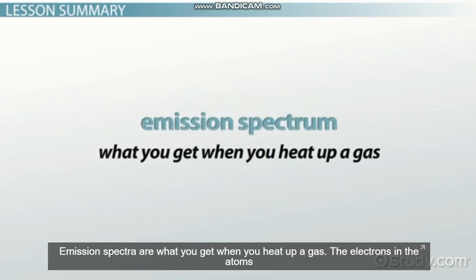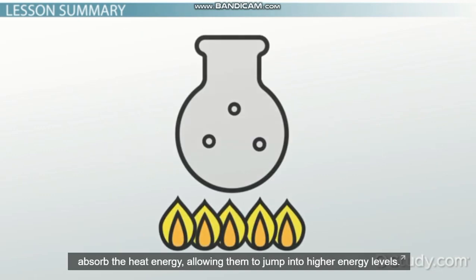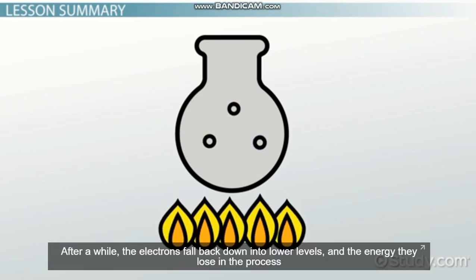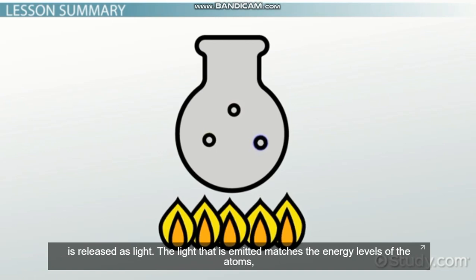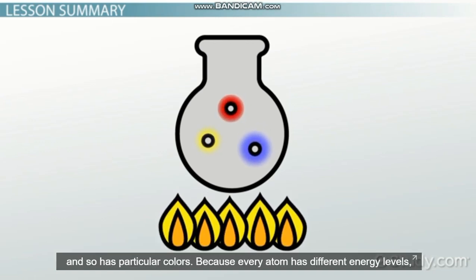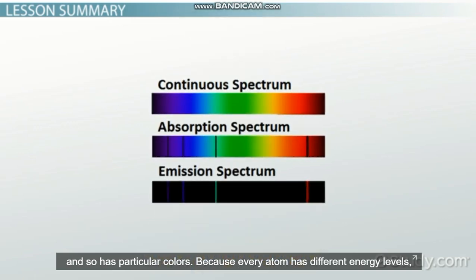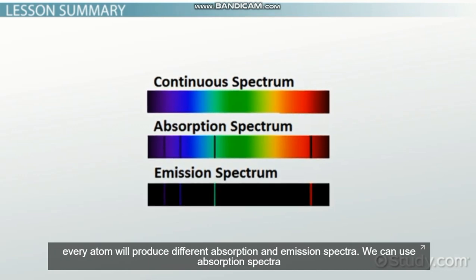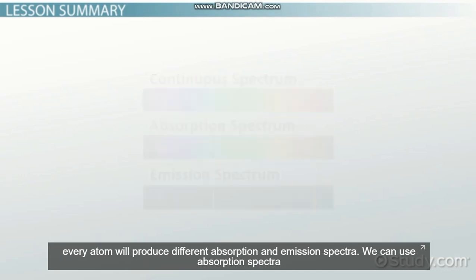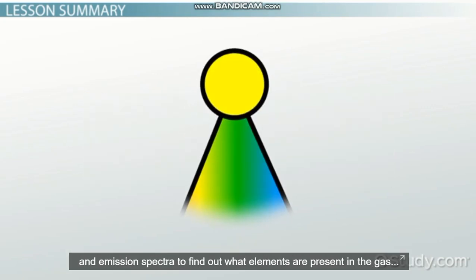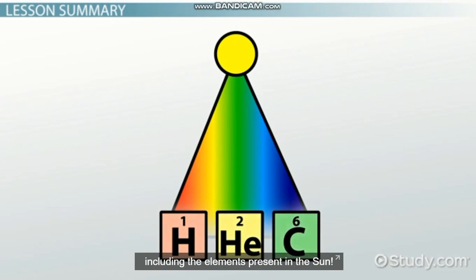Emission spectra are what you get when you heat up a gas. The electrons in the atoms absorb the heat energy, allowing them to jump into higher energy levels. After a while, the electrons fall back down into lower levels, and the energy they lose in the process is released as light. The light that is emitted matches the energy levels of the atoms, and so has particular colors. Because every atom has different energy levels, every atom will produce different absorption and emission spectra. We can use absorption spectra and emission spectra to find out what elements are present in the gas, including the elements present in the Sun.